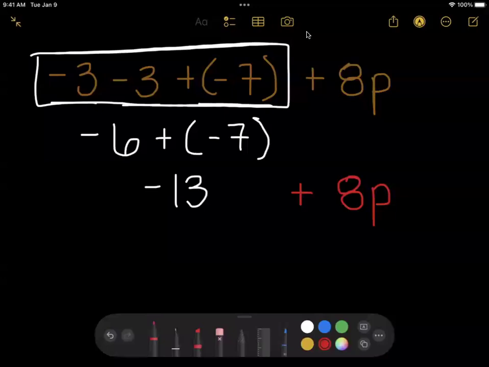Another way that I could write this expression is I could flip the order. I could put the 8p over here, and then I could write -13 to represent the -13. I could also write plus -13. As long as the terms are the same, with the negative being in front of the 13 and having a positive 8p, you can write it in any order that you want.